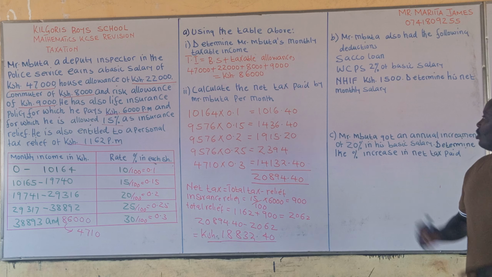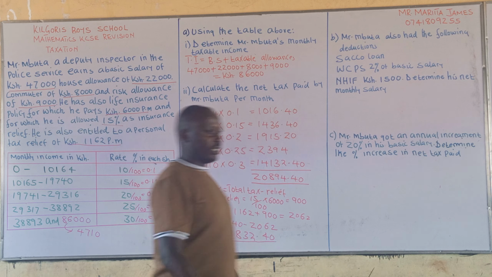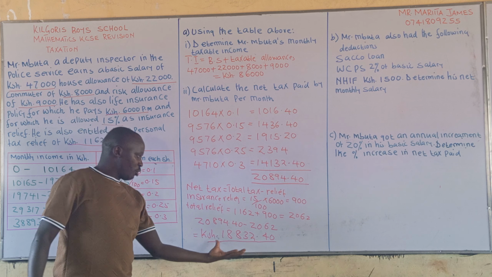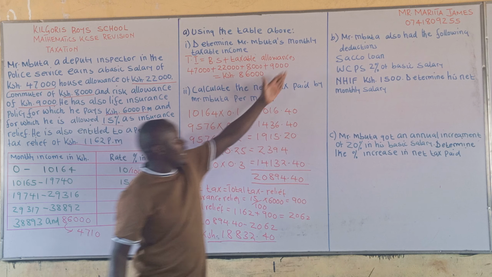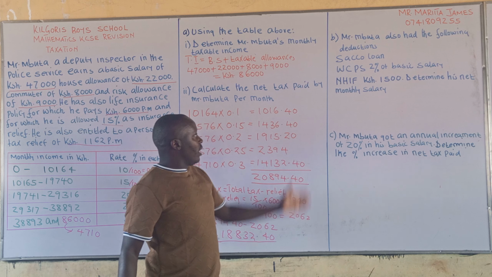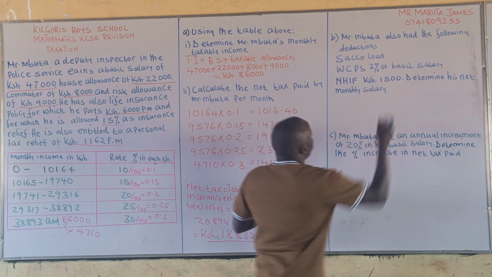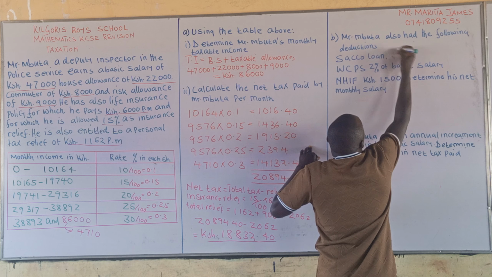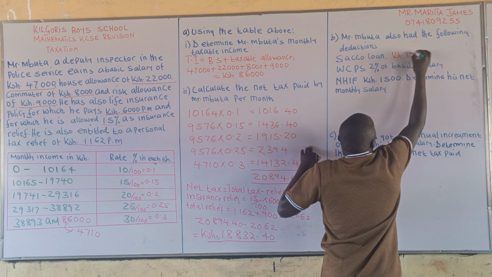Remember, this tax is our main deduction. So the second question we have been given is that Mr. Mbutai also had the following deductions. So apart from having these deductions, we have others. For example, we have a circle loan of Kenya shillings 1,000.